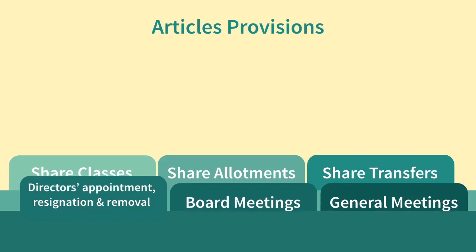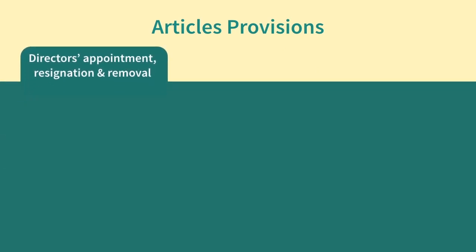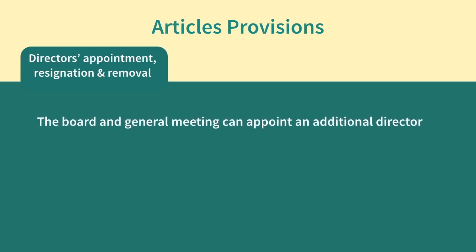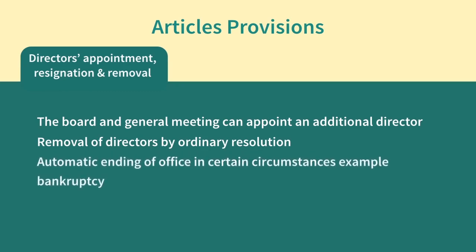Articles Provisions on Directors' Appointment, Resignation, and Removal. The model articles provisions on the appointment of directors are that the board or the general meeting can at any time appoint an additional director. As to the removal of directors, it is that any director can be removed by an ordinary resolution of the members. The model articles also provide for automatic ending of office in certain circumstances, for example, where a director becomes bankrupt or disqualified from acting.